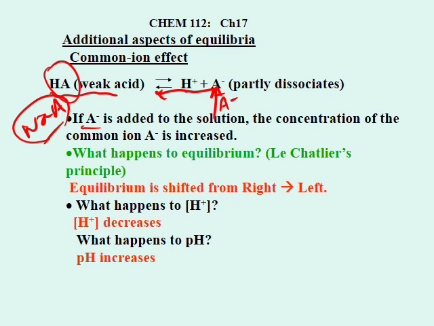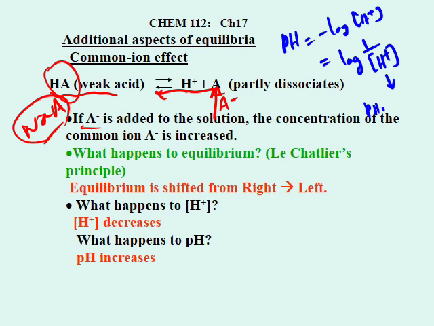Let me explain that to you. pH is minus log of H plus, or if you know about logarithmic algebra, it's log of inverse of H plus. So we can better understand it. If H plus is decreasing, pH has to increase. So keep that in mind.